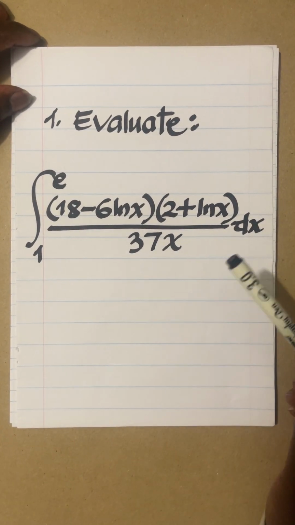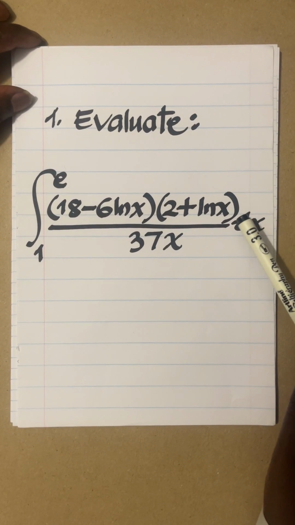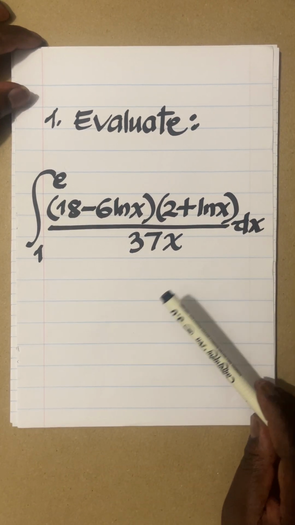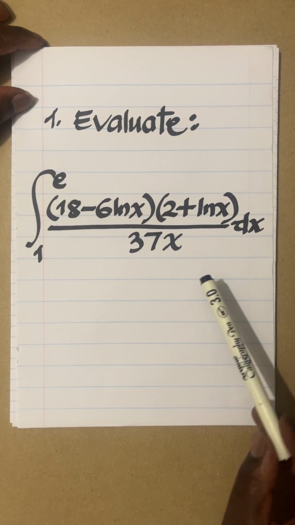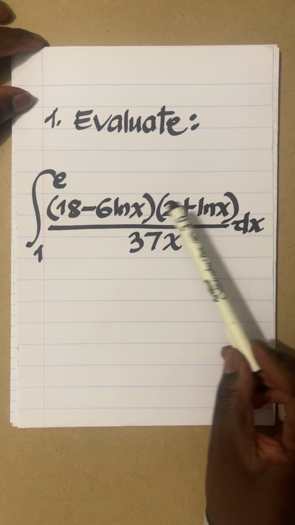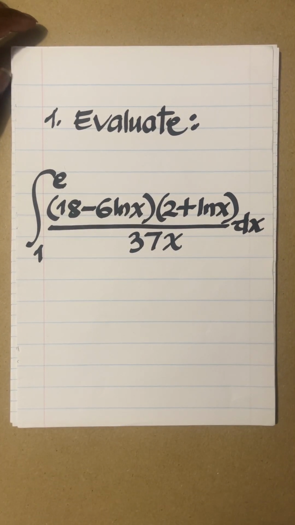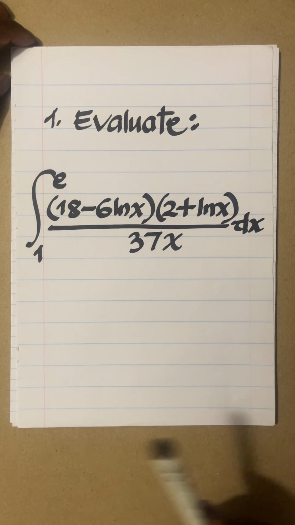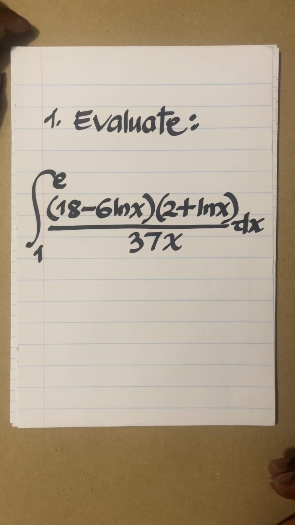Now if you look at this integral, it's very tempting and inviting to think that expansion of the numerator is the way to go. However, if you try to expand the numerator, you see that it will actually lead you to the square of the natural log of x, which is very difficult to integrate. So therefore, expansion of the numerator is ruled out. So where do we go from here?